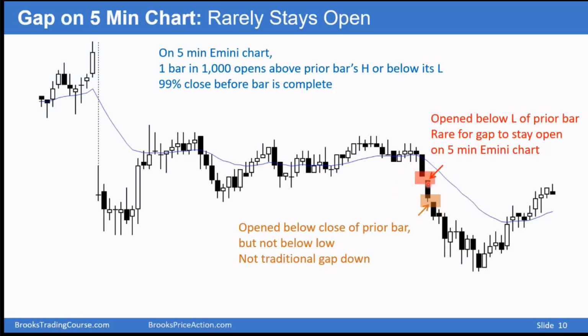We have a gap here that stayed open. That rarely happens in the E-mini. And it usually closes either the same day or the next day. However, it's still a gap open bar, open below the close of the prior bar, and a sign of very strong selling. We're probably going lower, especially when you get 2 or 3 of them like this. First one, second one.